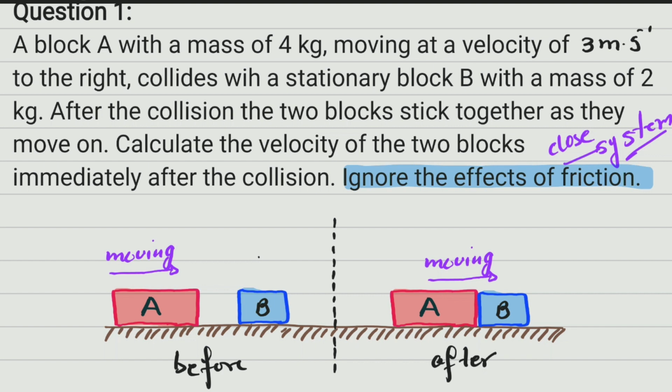Now, we're going to complete the data of the question, but on the picture. The picture is given to you, but if it was not given, I highly recommend you draw the picture because it will help you. We have a before collision and we have an after collision.